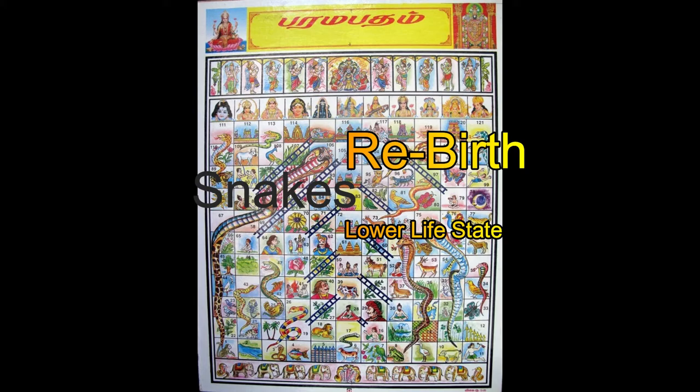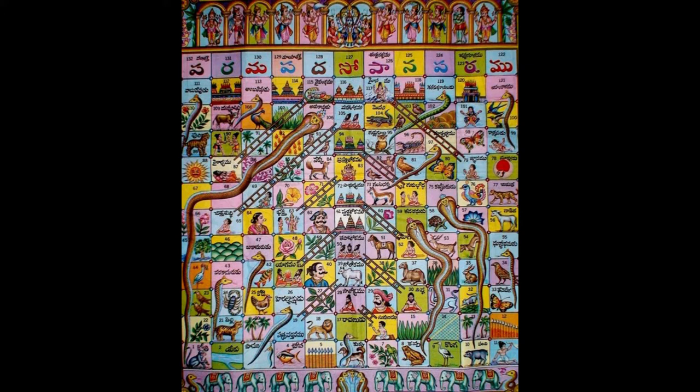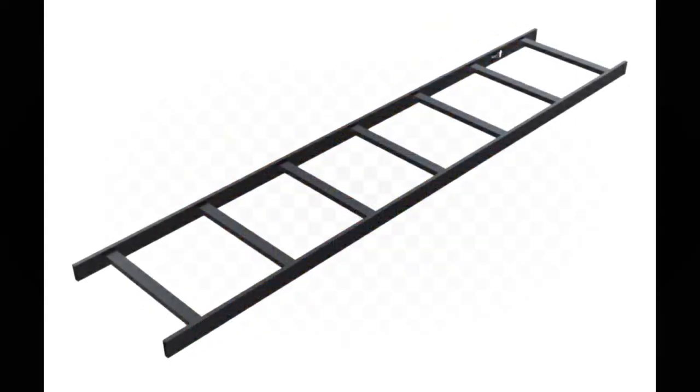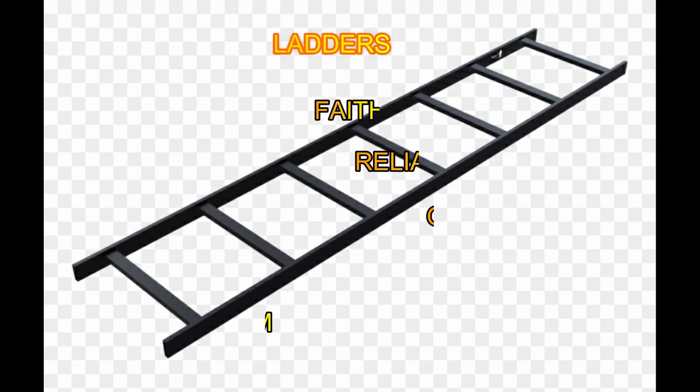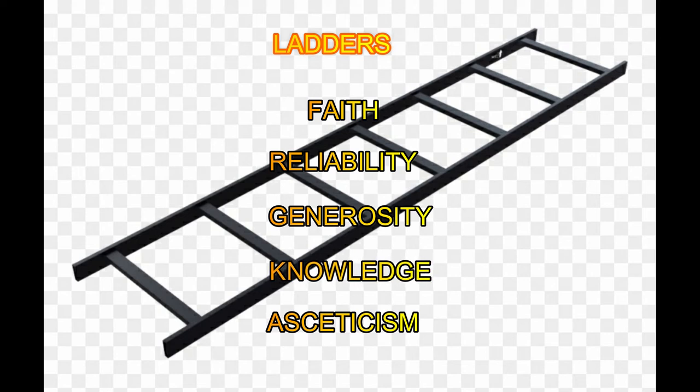The original game had more snakes than ladders to explain that the path of goodness is tougher to tread than a life of evil. In the original 100 square game board, the 12th square was faith, the 51st square was reliability, the 57th square was generosity, the 76th square was knowledge, and the 78th square was asceticism. These were the squares where the ladders were found and one could move ahead faster.